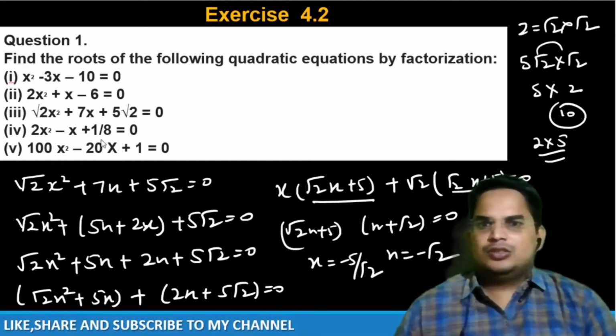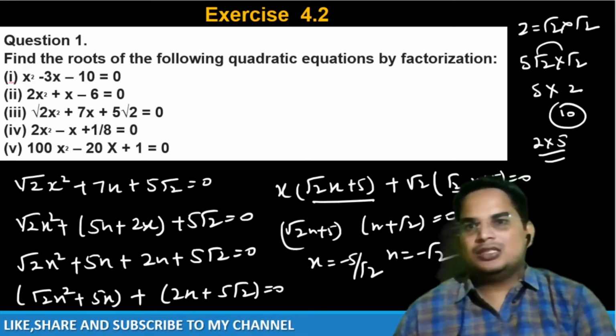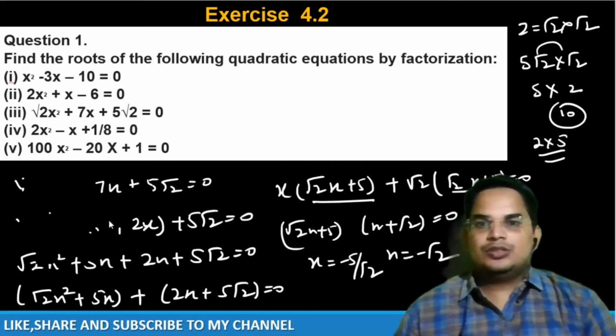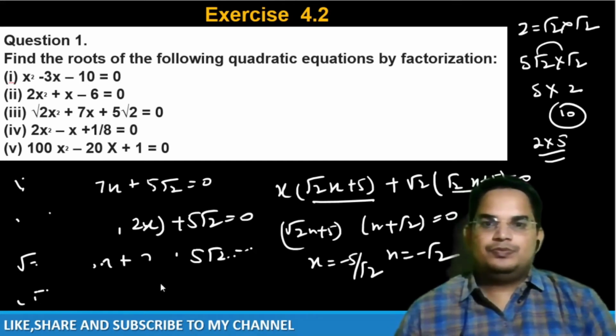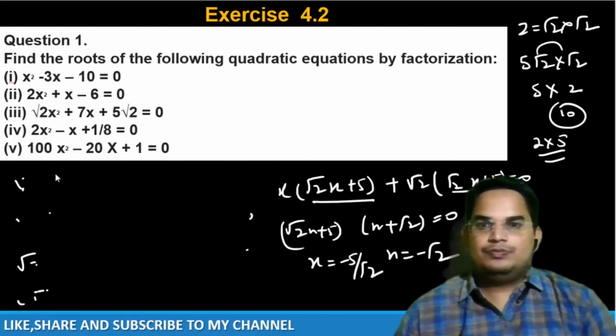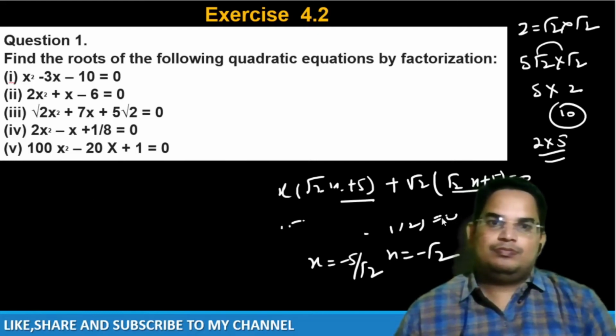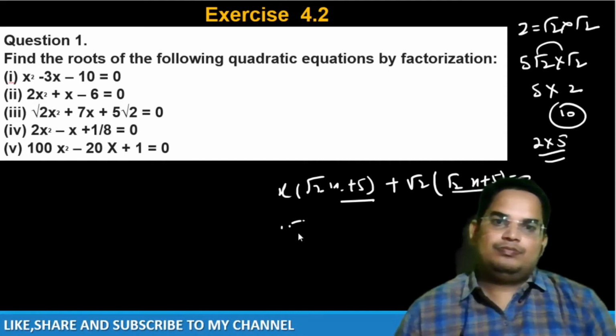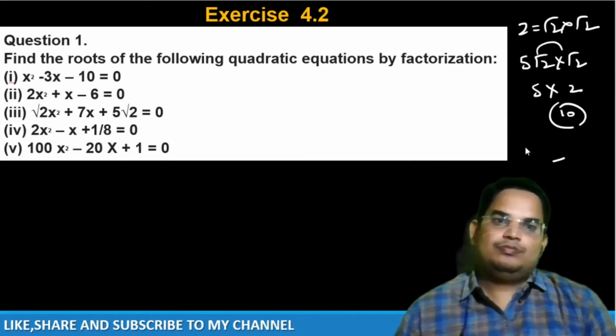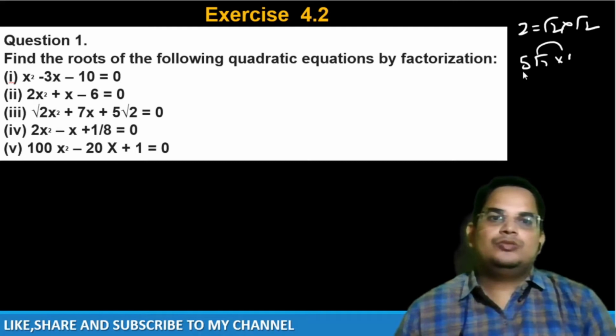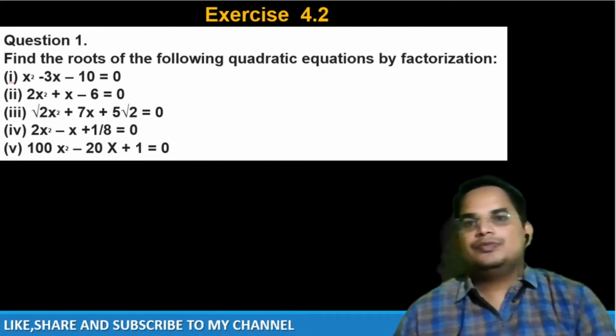Okay, fine. So I'm going to tell you the last one, 2x square minus x plus 1 by 8. Few students are asking about this one, so let me tell you how to do it. First of all, I will erase it, then I will tell you. Okay, fine. So look at this, how to do this question.